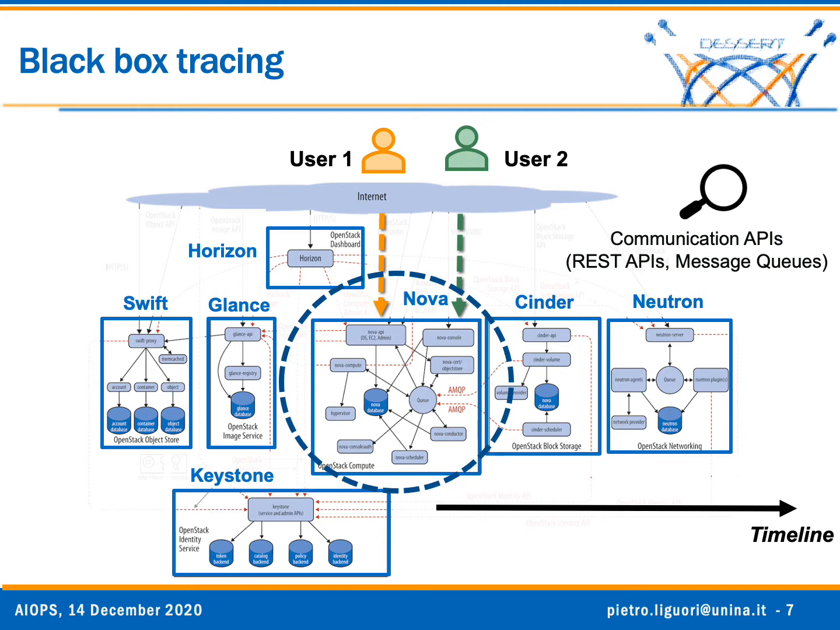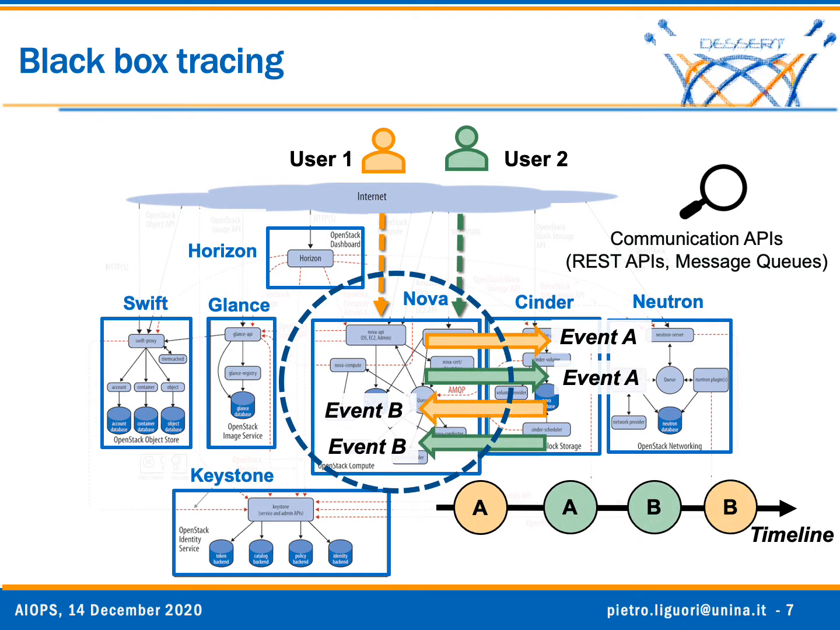Let's suppose that two different users perform the same request by using the Nova APIs. Every request creates a workflow consisting of an event type A followed by an event type B. Our black box tracing just collects all the events exchanged in the system without discriminating the events generated by different users or sessions. An invariant, in this case, can be expressed by the following one. A specific number of events of type A is eventually followed by the same number of events of type B.